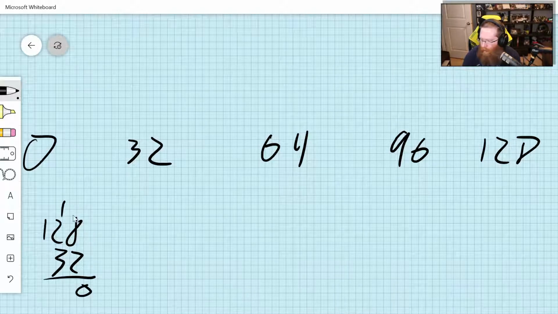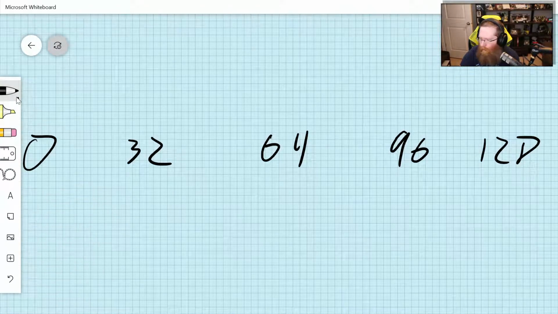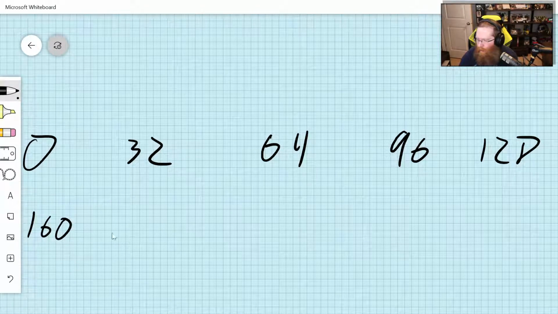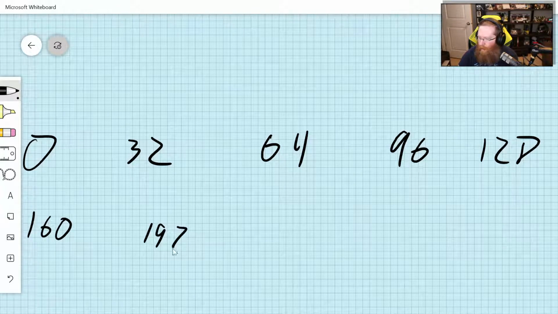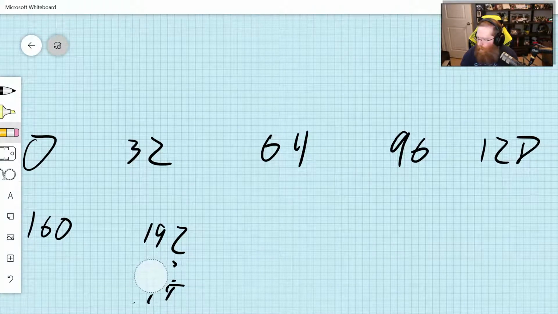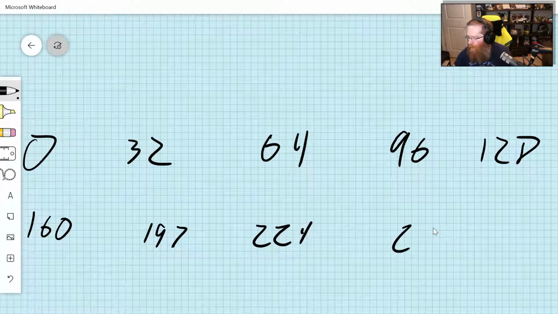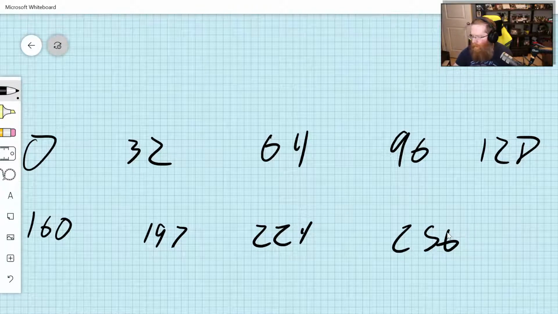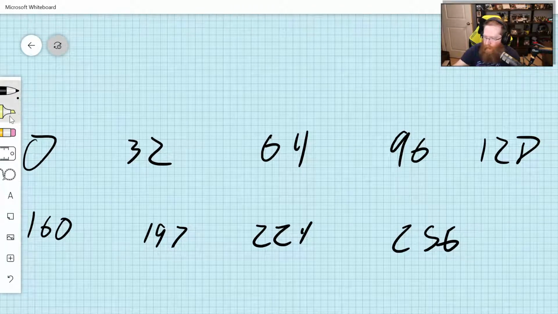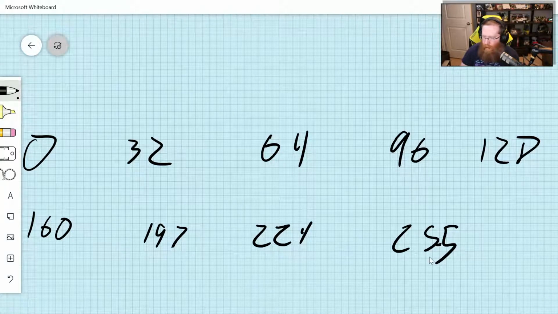Plus another 32, we would have 160. Yeah, that's right. 160. Then add another 32, 192. And then we add another 32, 224. And then 256. But obviously 256 isn't real because that'd be going into a different network. It'd be 255 because that's the broadcast of that one.